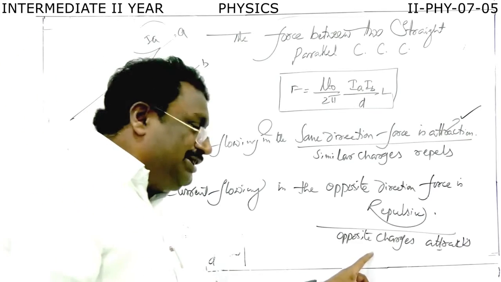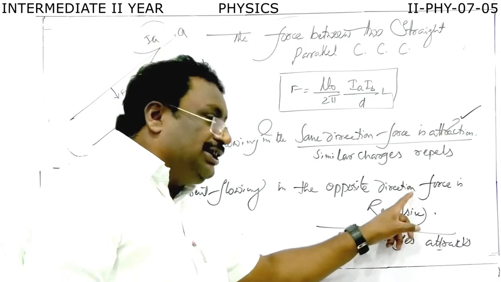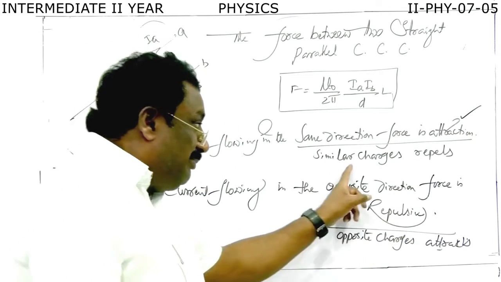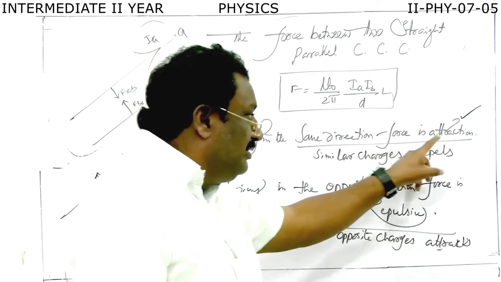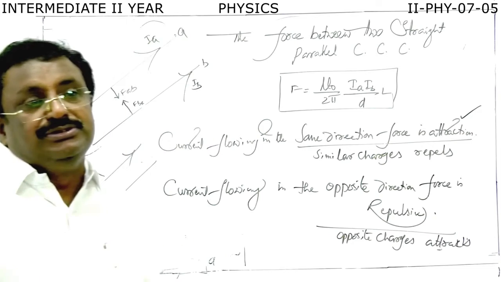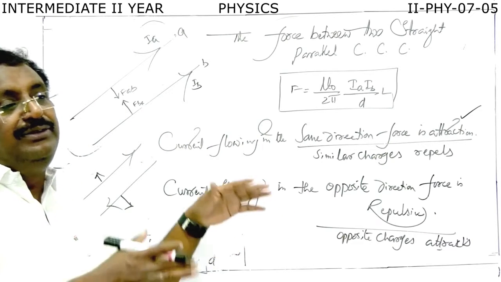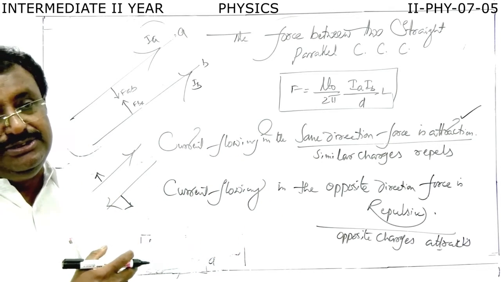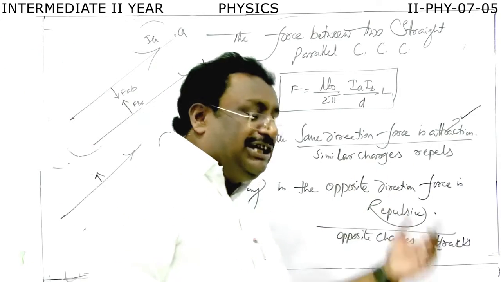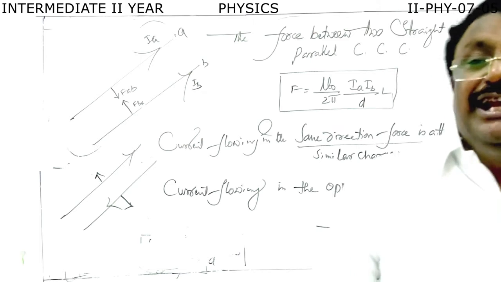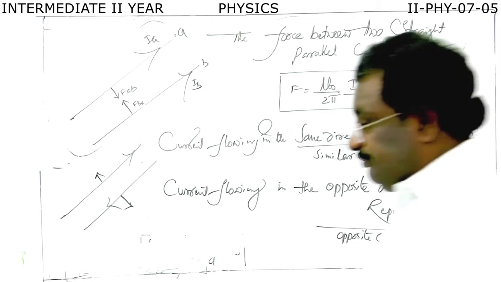But here, opposite charges attract, but opposite currents repel. Similar charges repel, but if the current is in a similar direction, it will be an attraction force. So the force between two straight parallel conductors is completely opposite to the force between electric charges.